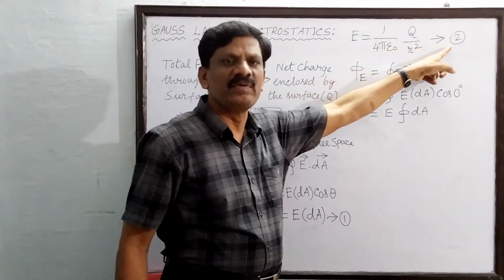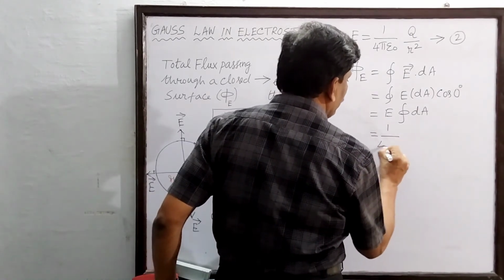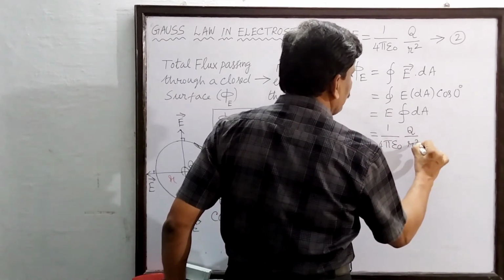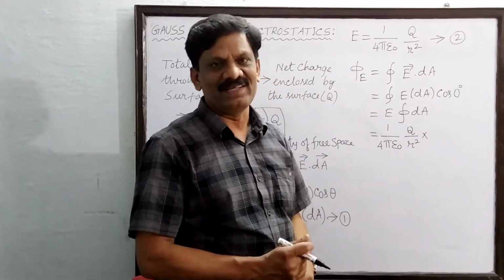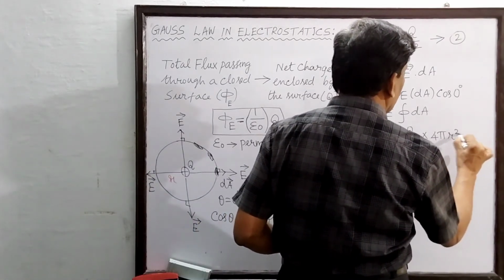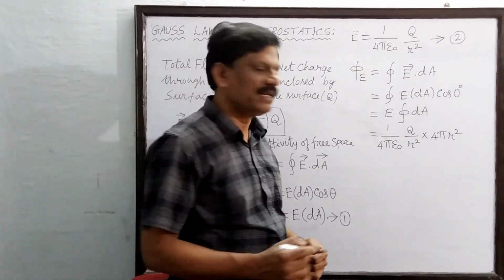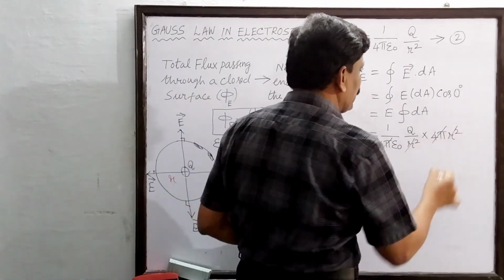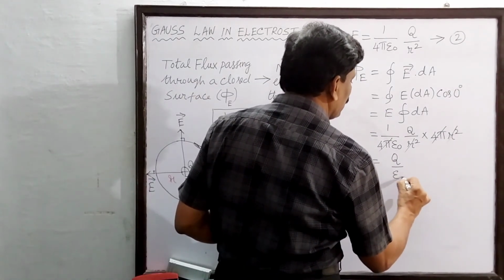So I am going to substitute equation 2 for this E. So this is now equal to 1 by 4 pi epsilon naught into q by r square, into the integral of dA, which is the total surface area of the sphere, that is 4 pi r square. So I am going to substitute this as 4 pi into r square. Have you understood? Now which are the terms getting cancelled? This 4 pi is getting cancelled. This r square and r square also are getting cancelled. So the remaining term is q by epsilon naught.